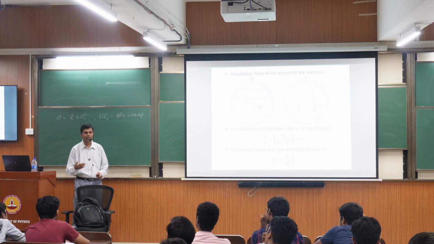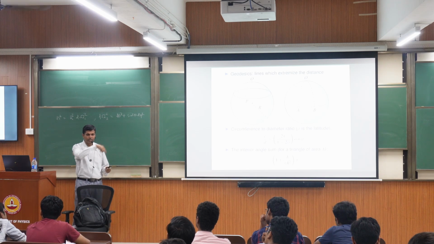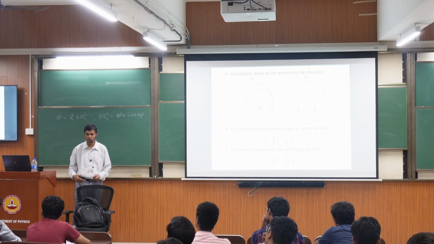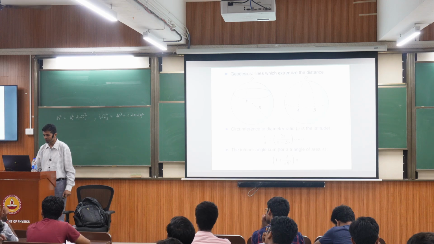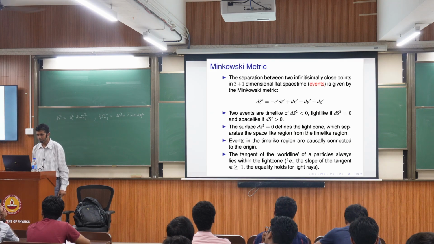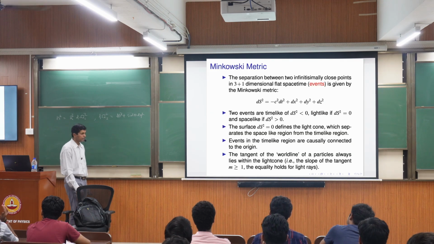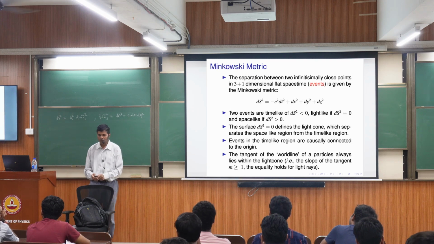So that is how you define it: how the vector differs when you turn it around a closed curve is determined by what is called the curvature of this curved space. Okay, so this is basically about curved space. Now what we will do is talk about space-time.